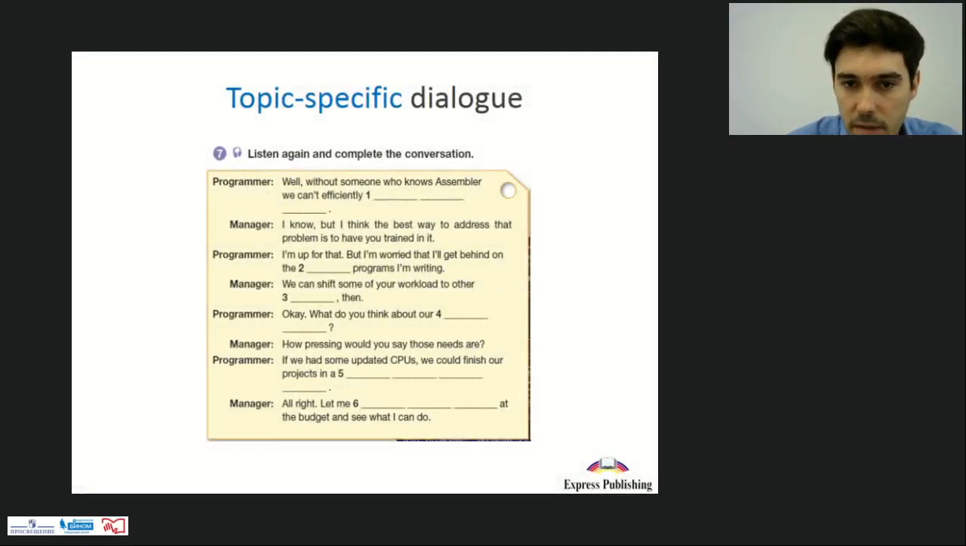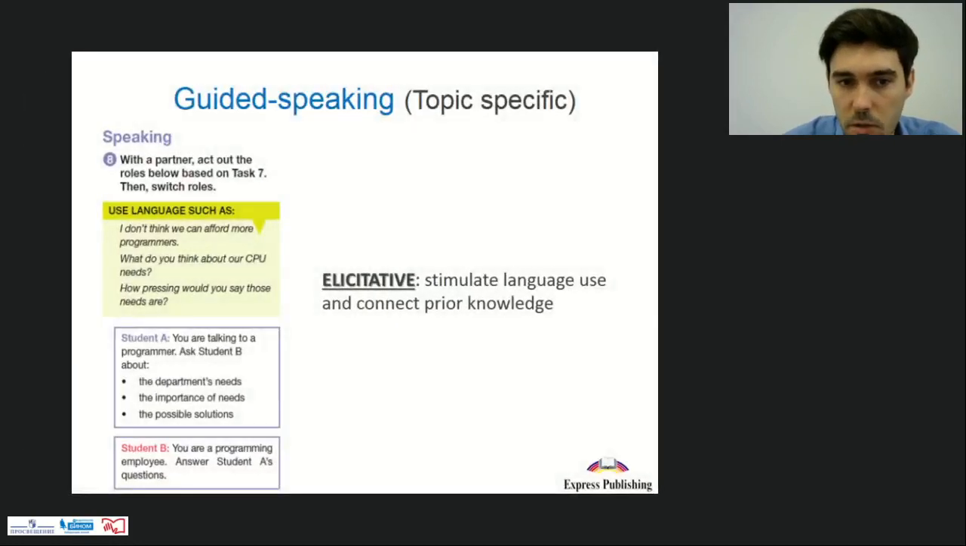When we come to our listening activities, for example, we have topic-specific dialogues. Here we have a listening activity where students have to complete it with specific vocabulary, and they're also introduced to some of the useful language that they will be needing later on in the lesson. When they come to the speaking, students can use useful language. We provide useful language in the box, and it's also there so students can create their own conversations that are similar to the listening activity that they've already studied in the class.